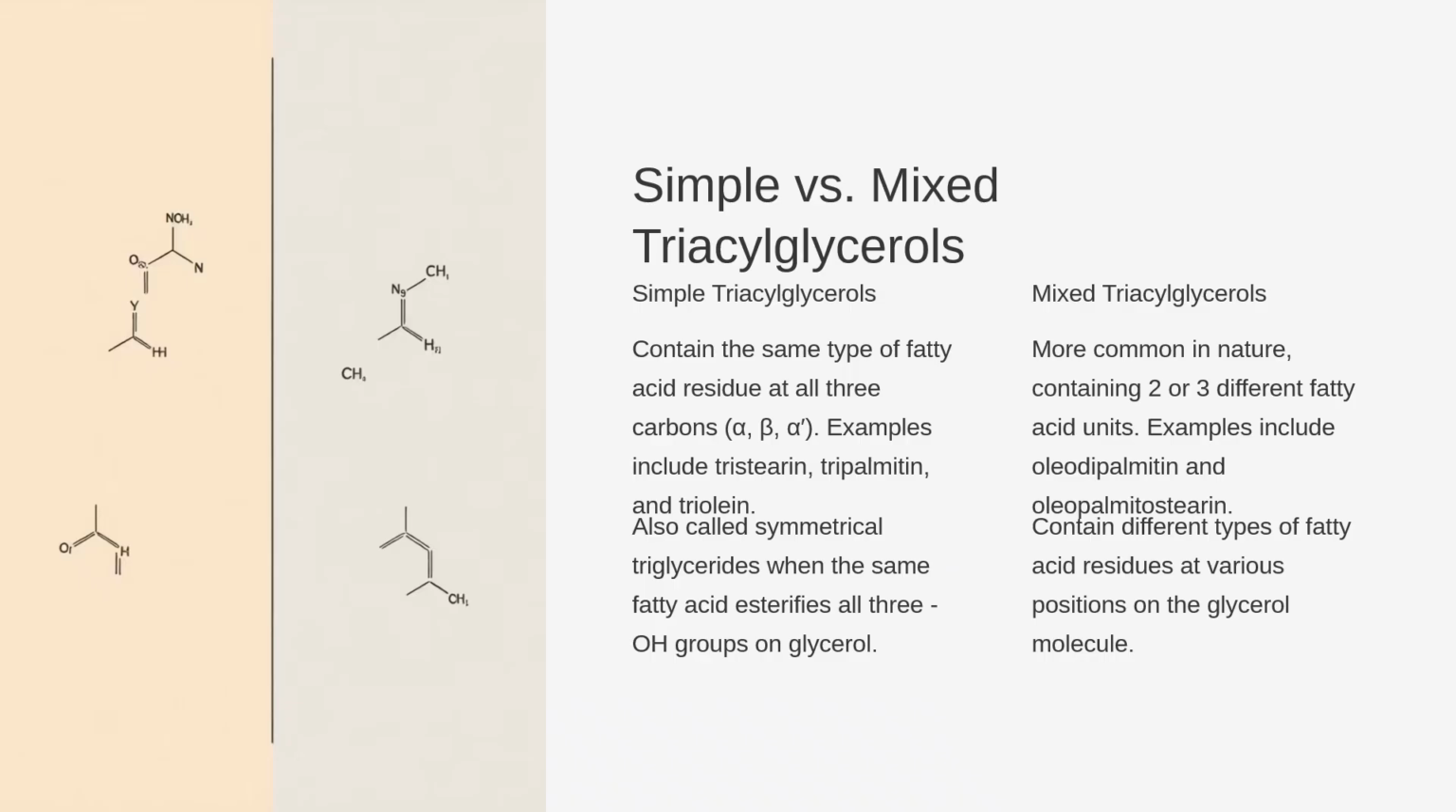So what is the difference between simple versus mixed triglycerols? As we've already told, simple triglycerides contain the same type of fatty acid residue at all the 3 carbons, that is alpha, beta and alpha dash. Whereas the mixed triglycerides are more common in nature, containing 2 or 3 different fatty acid units. Simple triglycerides are also called symmetrical triglycerides, whereas mixed triglycerides are called asymmetrical triglycerides.